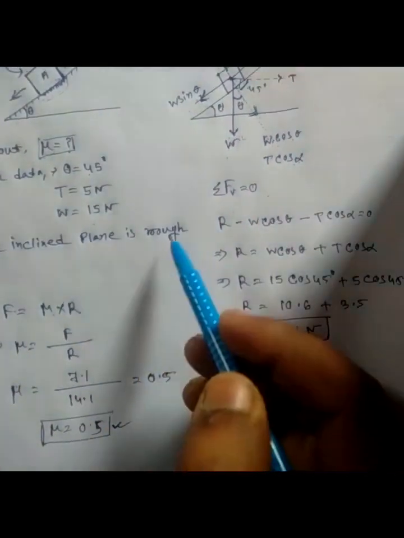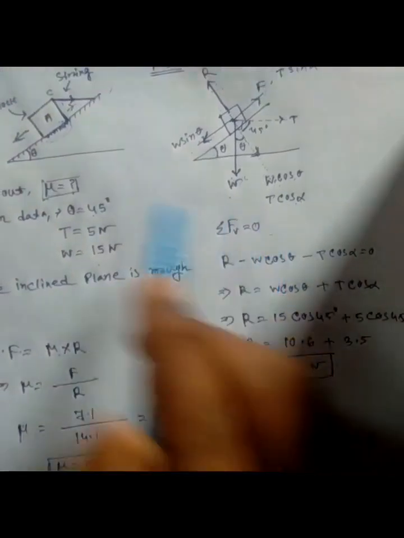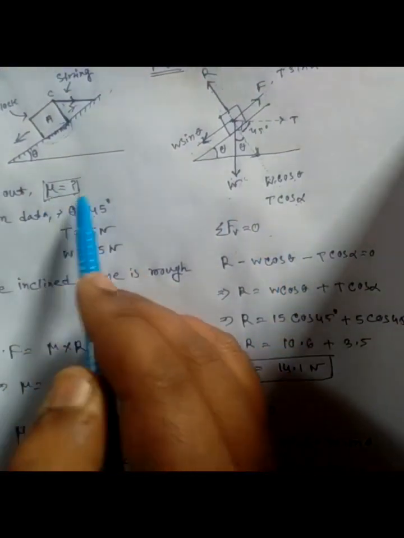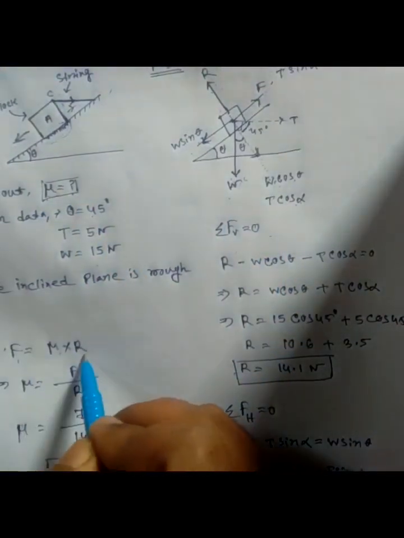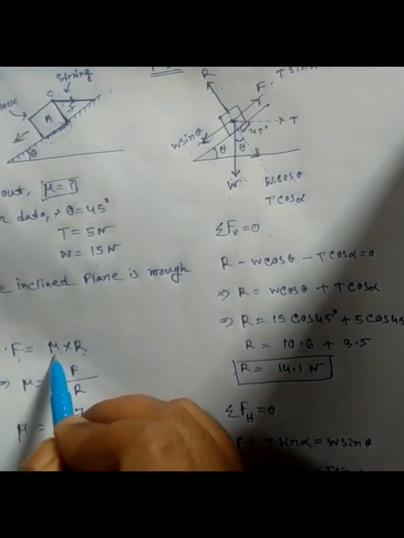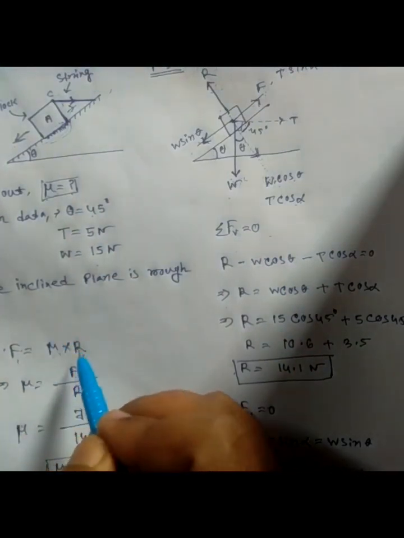plane. Now find out the value of mu. So how to find the value of mu? We know that F equals mu into R. F is the frictional force, mu is the coefficient of friction, and R is the normal reaction force.